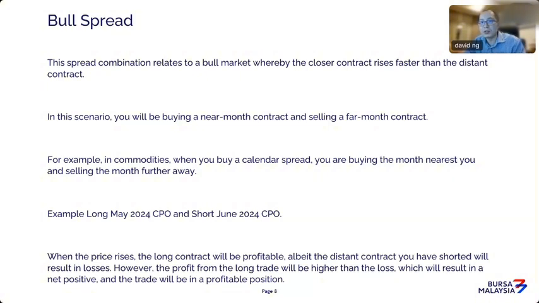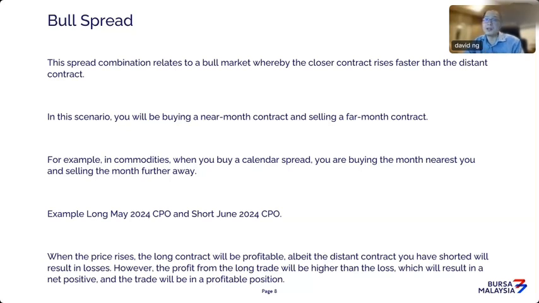So I'm not going to go too much into the definition. I think obviously you can just read it on your own. But importantly, the key point is that you need to understand where the near month contracts are in relation to the 5 month contracts. So if you notice that the near month contracts are rising rapidly, rising faster than the 5 month contracts, this is a sign that the market is quite bullish.